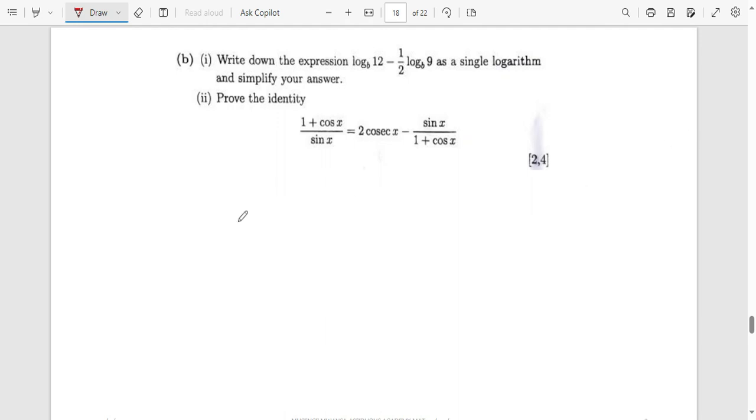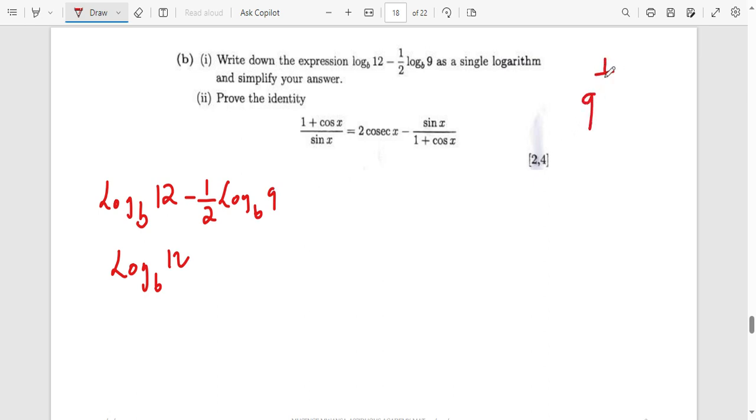Write down the expression log in base b of 12 minus 1 over 2 log in base b of 9 as a single logarithm. This is also log in base b of 12. The 1 over 2 in front can go as a power to 9. So it becomes 9 to the power half. And 9 to the power half is a 3, meaning that this is log in base b of 3. And this will give us log in base b. When you're subtracting, divide the terms, 12 over 3, which is basically log in base b of 4.